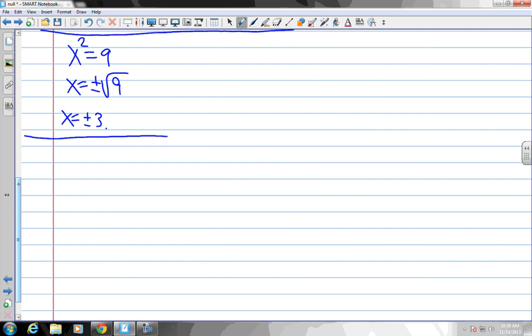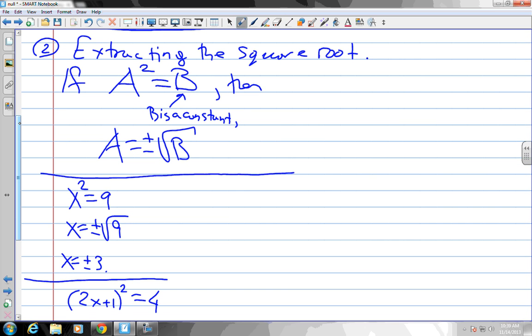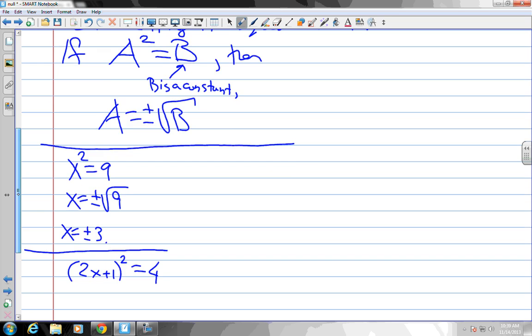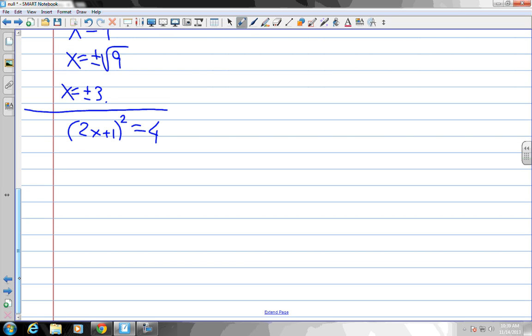How about this one? 2x plus 1 squared equals 4. Can I use that same technique? Yeah, I have one big square on one end and a constant on the other end. Then if I take the square root, I'll just get whatever's under the square. 2x plus 1 equals plus or minus.